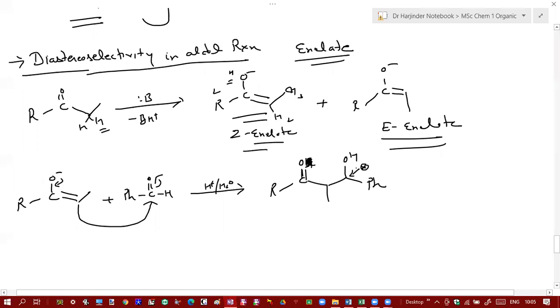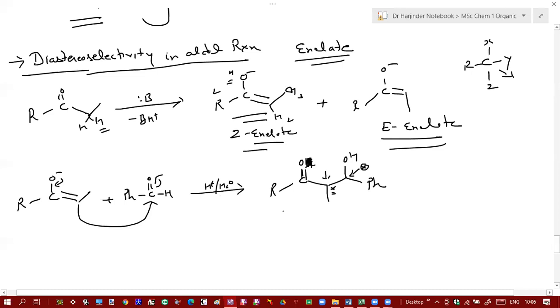Only one, or is there one more? What is a stereo center? That carbon to which four different groups are attached. So this is also a new stereo center. That's why we are talking about diastereoselectivity. Diastereoisomers will be formed. We will discuss which are diastereoisomers: those in which there are two stereo centers, two chiral carbons. That is the main condition.